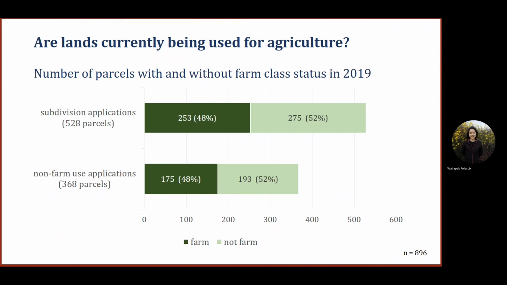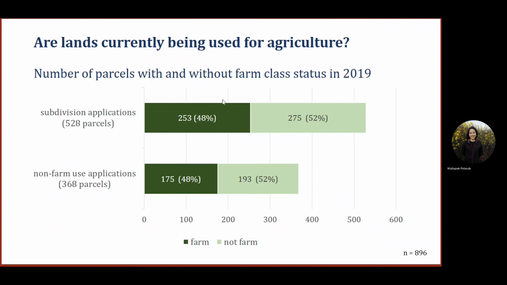And that seems to be the trend as well when we look at data from the agricultural land use inventory in BC. That seemed to be the case, that a little bit more in these areas are not currently used for farming.